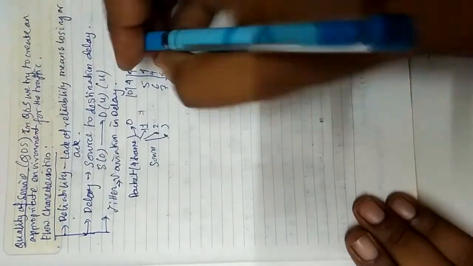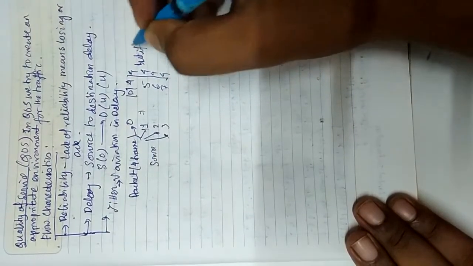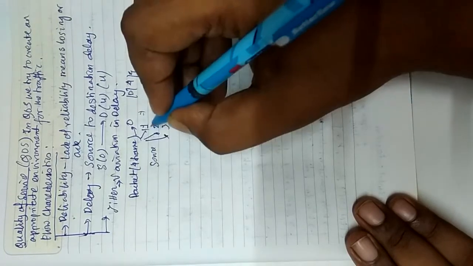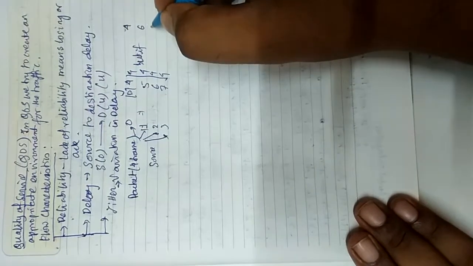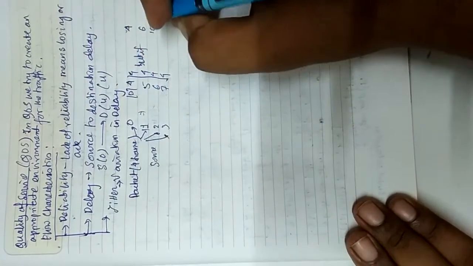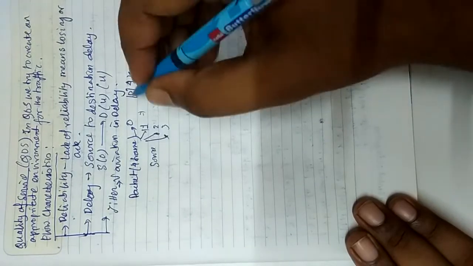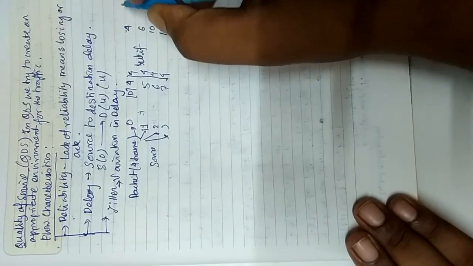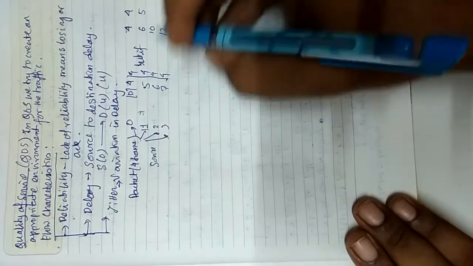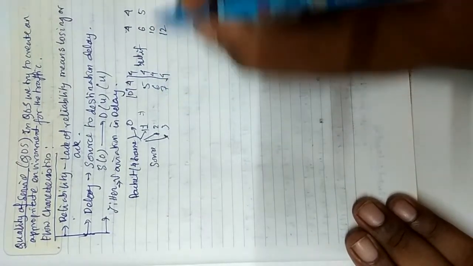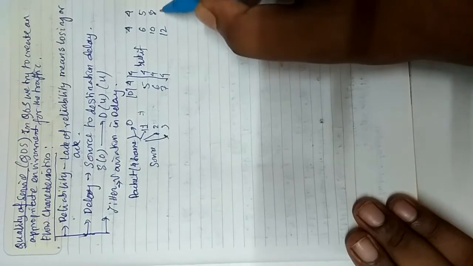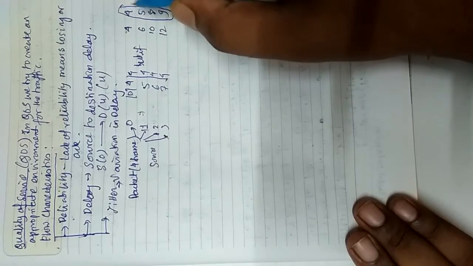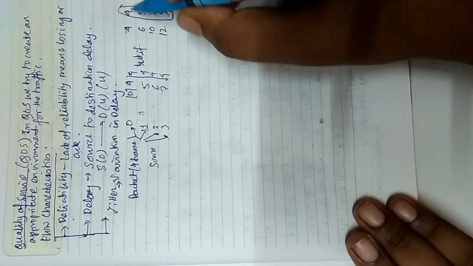But somehow if we found that packet 0 reaches at 4, packet 1 at 6, packet 2 at suppose 10, and the last one reaches at 12, then in that case what will be the delay? In the first case, the source sent at 0 and it reached the destination at 4, so delay is 4. Next it is 5, that is 6 minus 1. 10 minus 2 is 8, and 12 minus 3 is 9. So we see that this is a variable delay. So this is called the jitter.